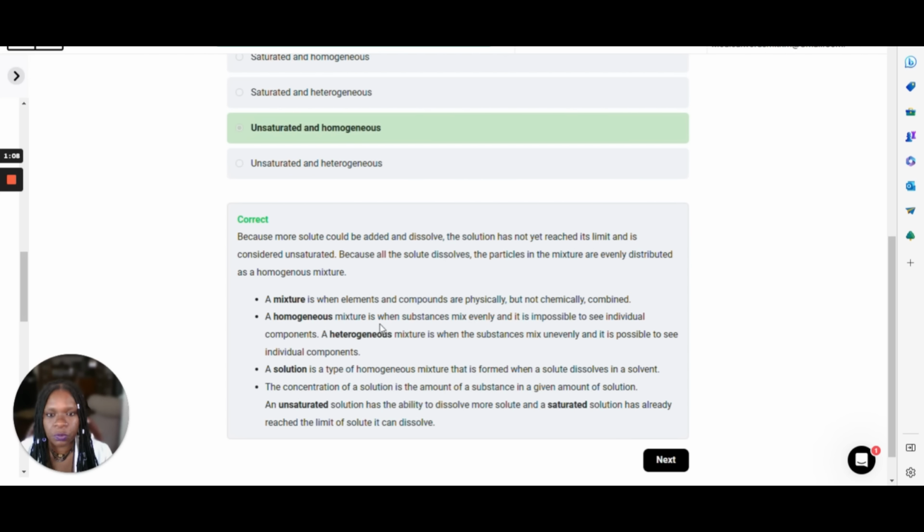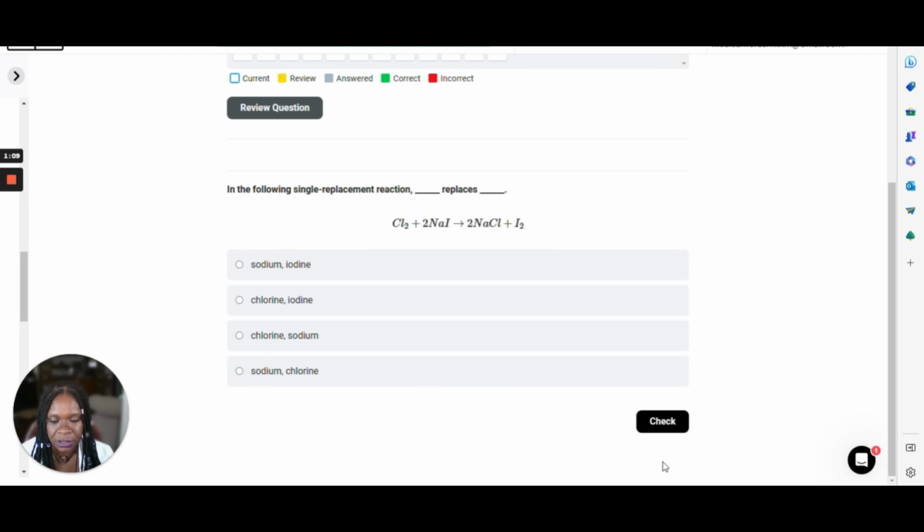A homogeneous mixture is when substances mix evenly, and it is impossible to see individual components, whereas a heterogeneous mixture is when the substances mix unevenly, and it is possible to see individual components. Think of a fruit salad: you can always pick out the grapes versus the pineapples versus the cantaloupe, the apples, the blueberries. You can pick them out individually. However, with the homogeneous, you can't pick out individual sugar molecules and say, here's my sugar. It's just not going to work. So definitely make sure you understand the different properties and states of mixtures and matter and all that stuff too. You've got to brush up on those things before you try to sit for the TEAS exam.